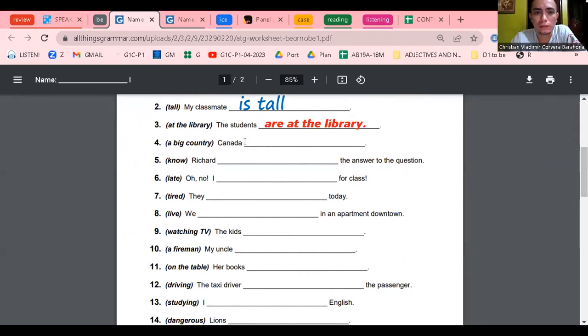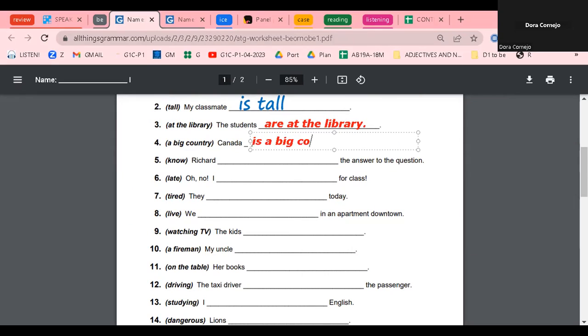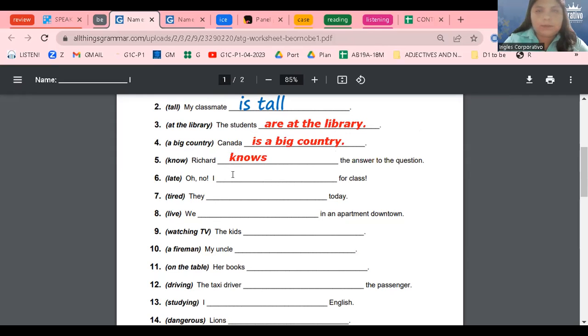Canada is a big country. Is a big country. Perfect. Richard. No, el verbo conocer. Knows. Okay, perfect. Richard knows the answer to the question. Oh, no. I am late. Late. Okay. Muy tarde, right? It's late. Oh, no. I'm late for the class.